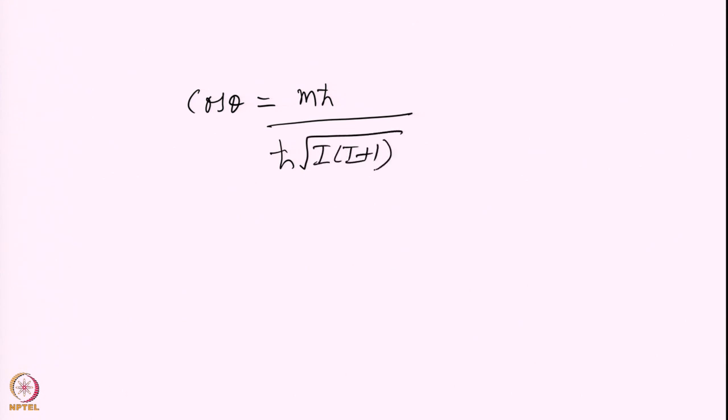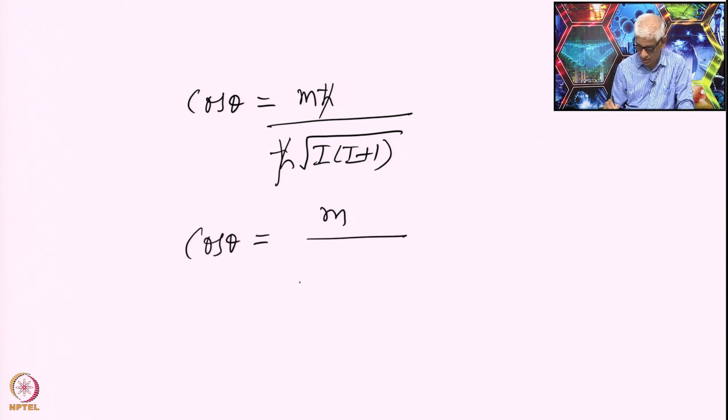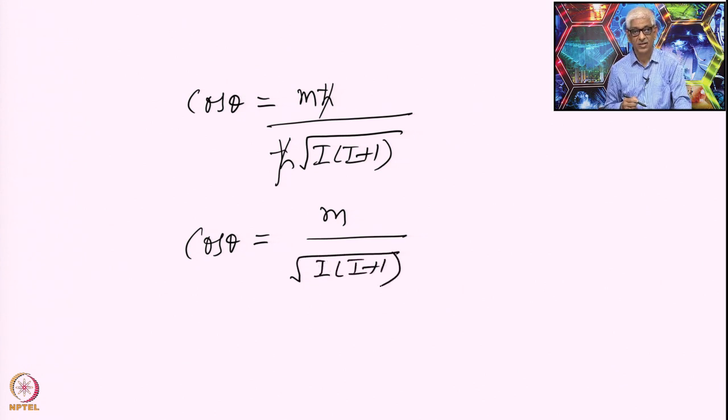Now cosine theta is equal to m h cross divided by h cross under root I into I plus 1, because the length of this vector is h cross under root I into I plus 1, and the z component is m h cross. This h cross will cancel. Therefore, cosine theta is equal to m divided by under root I into I plus 1. So, you can see how many angles are possible.